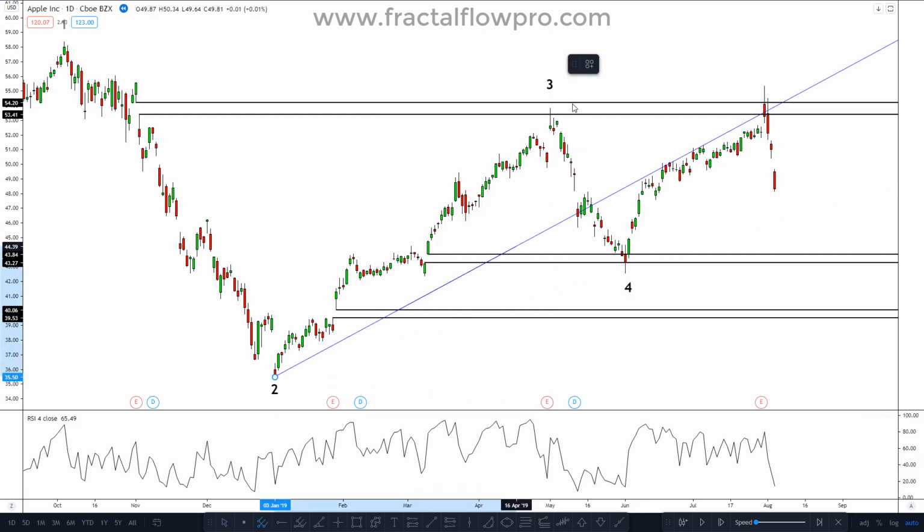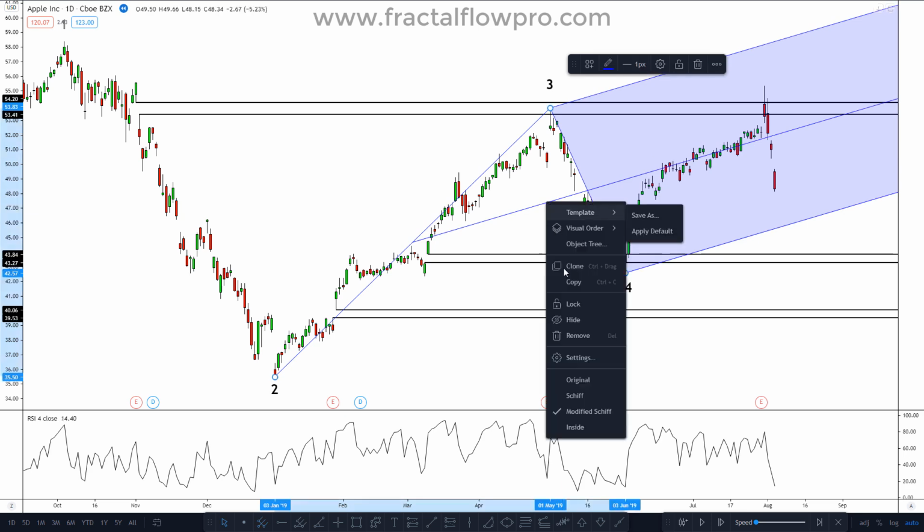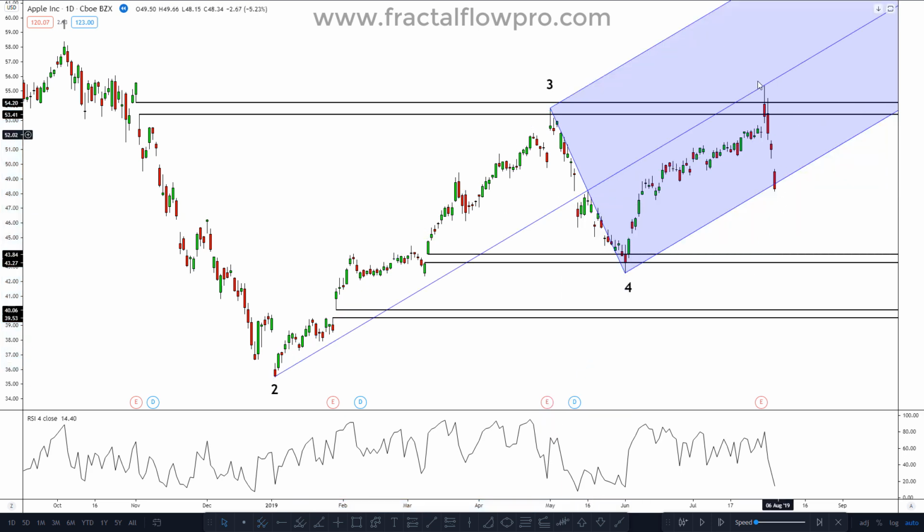By doing that, we can observe that price hits the center line of the fork exactly when it hits the supply zone from the beginning of the video. It's also producing a clear fractal bar and a bearish reversal divergence in relation to high number 3. In other words, this situation screams sell opportunity.